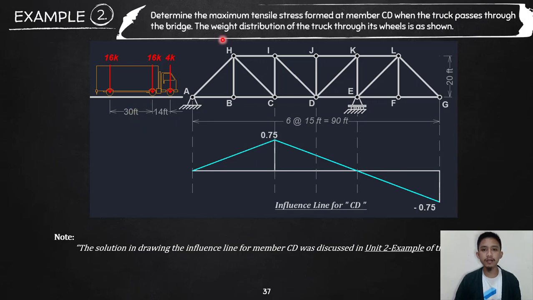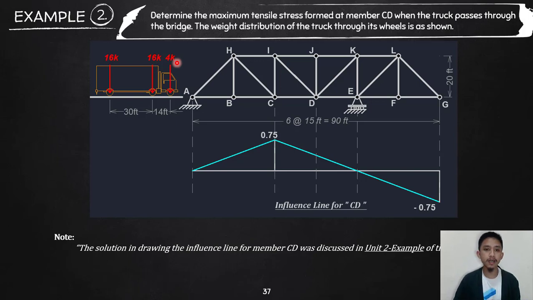For example here, determine the maximum tensile stress formed at member CD when the truck passes through the bridge. The weight distribution of the truck through its wheels is as shown. So this is the distribution of the total weight of the truck, due to the orientation of the wheels. As you can see, the total load will be the summation 16 plus 16, 32, plus 4, will be a total of 36.